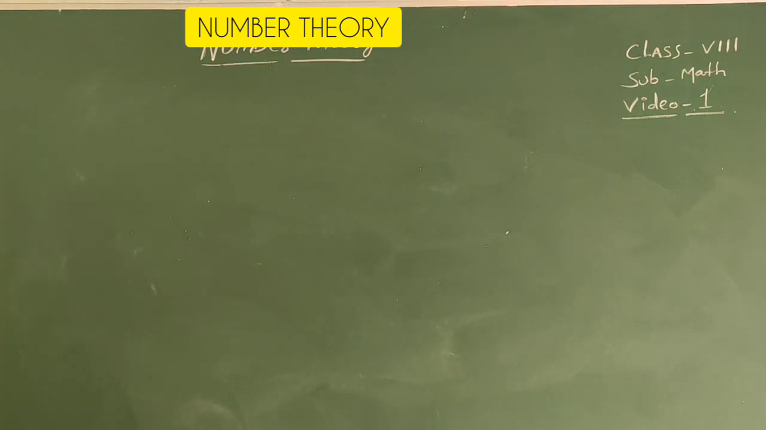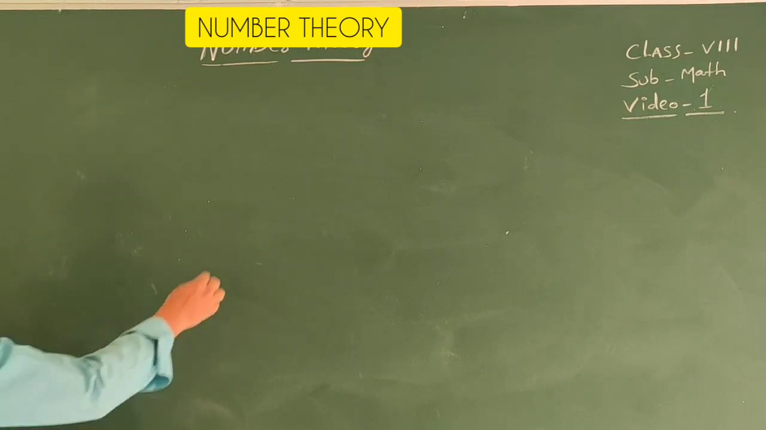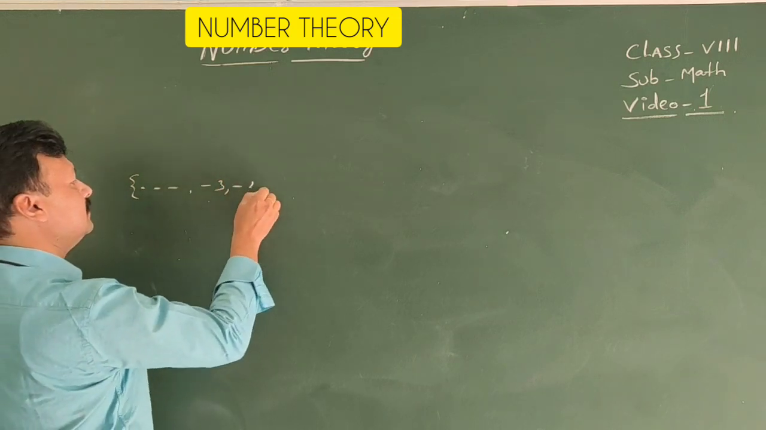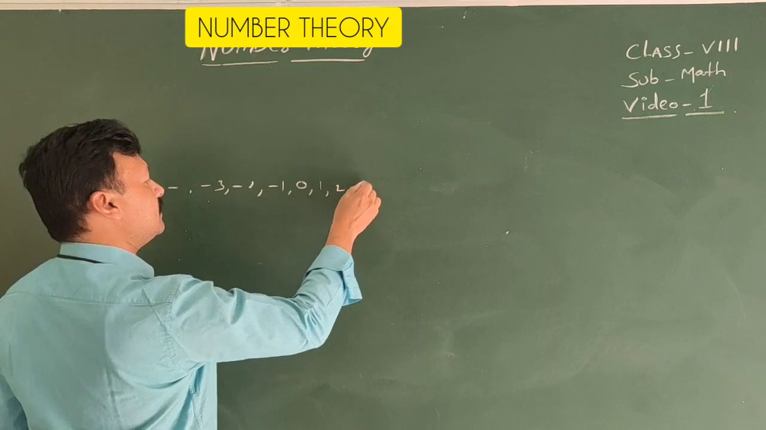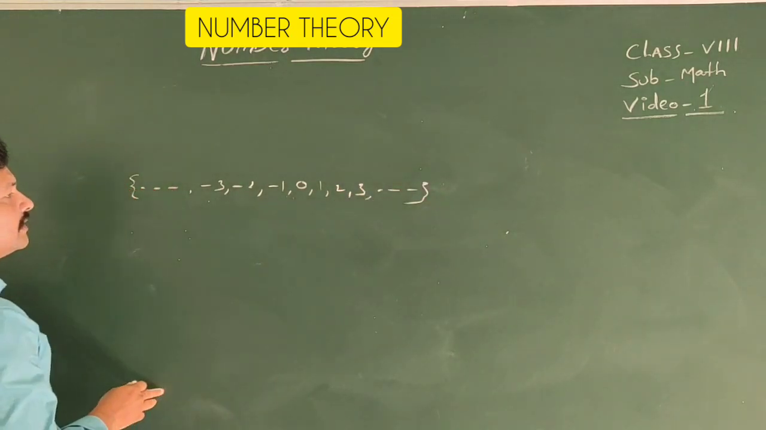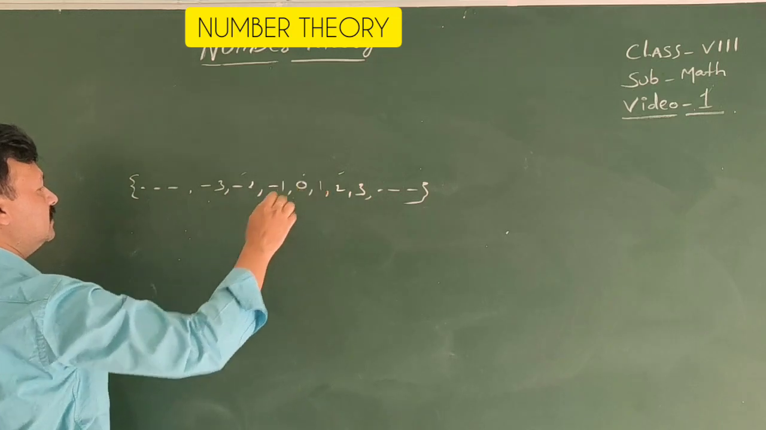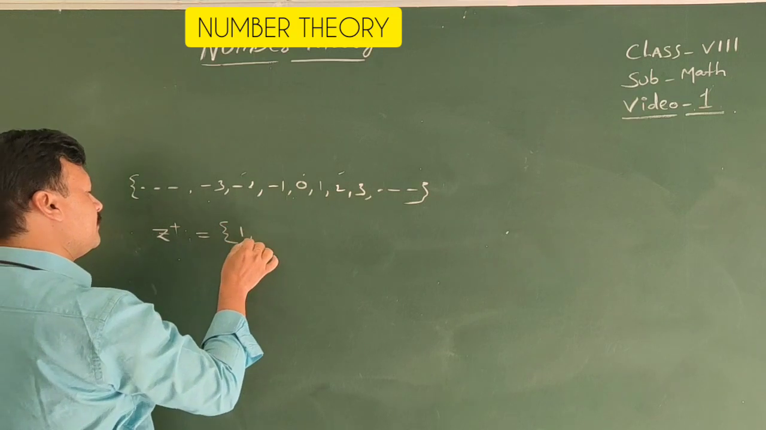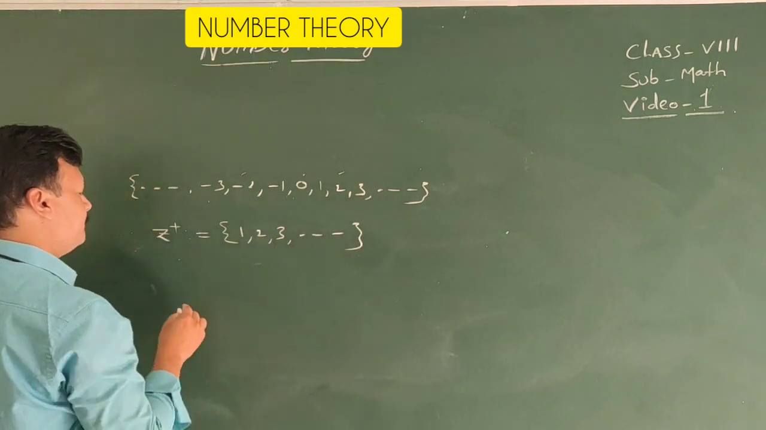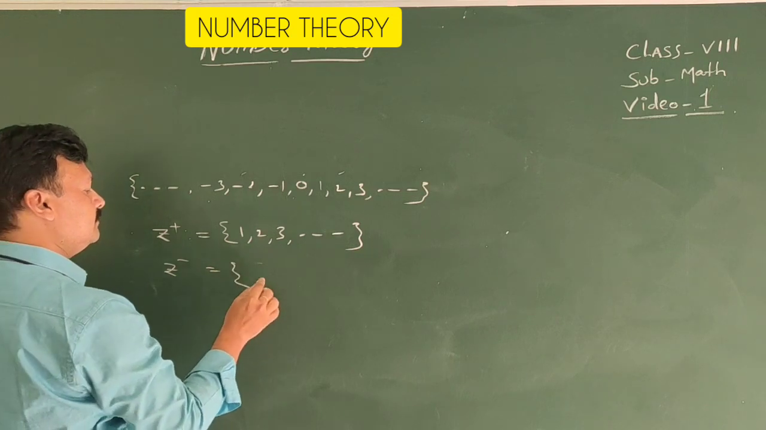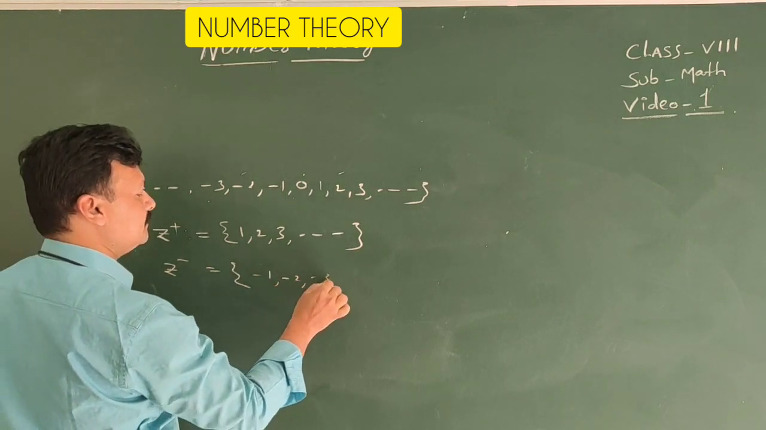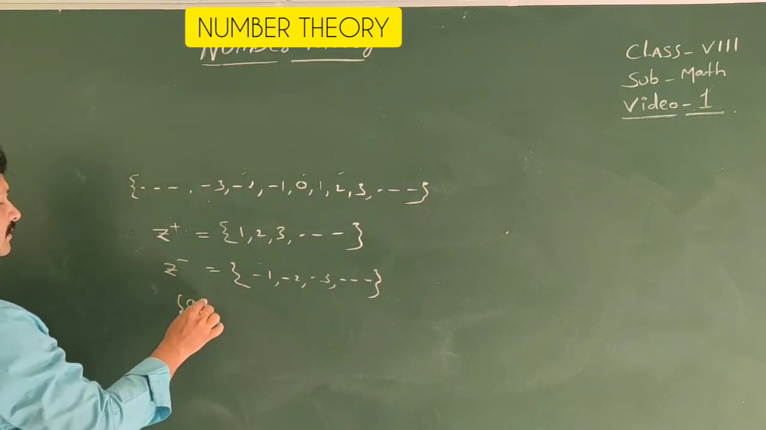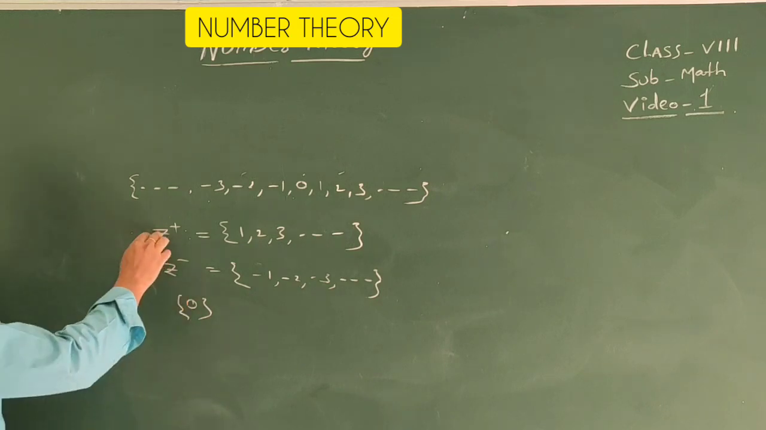Next, integers. Integers have three parts: positive integers, negative integers, along with the 0. Here Z plus is positive integers, Z minus is negative integers, along with the 0.